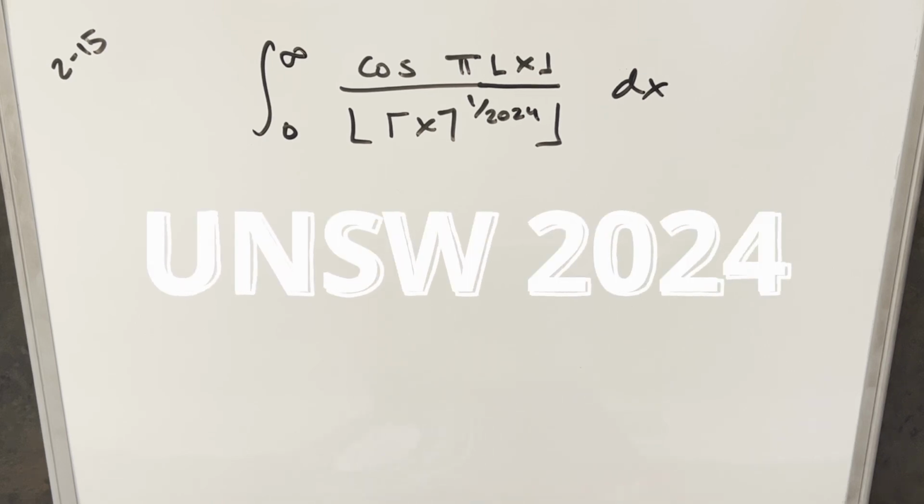Okay, we have a tricky integral. This one's from the UNSW Integration Bee 2024, round 2, problem 15. We have the integral from 0 to infinity of cosine of pi times the floor of x over the floor of the ceiling of x to the 1 over 2024th power, dx.